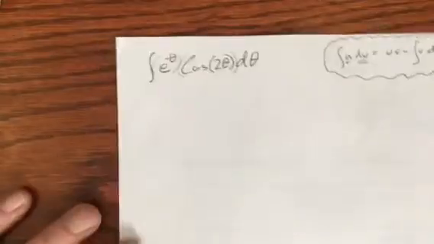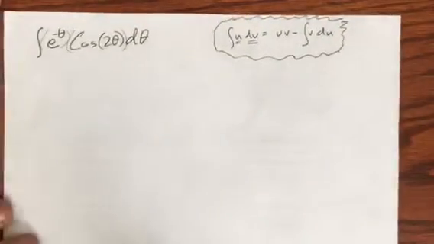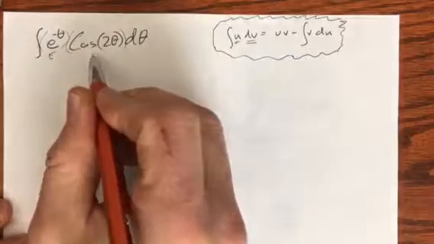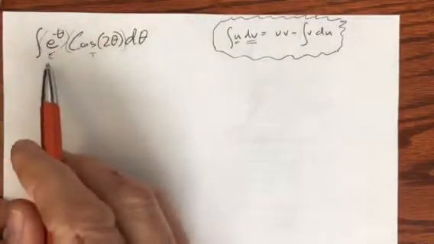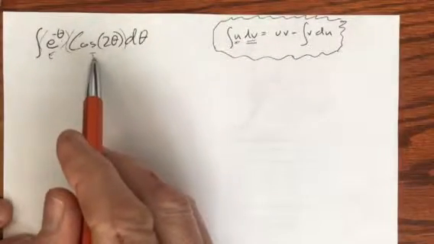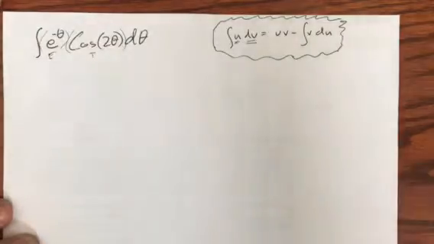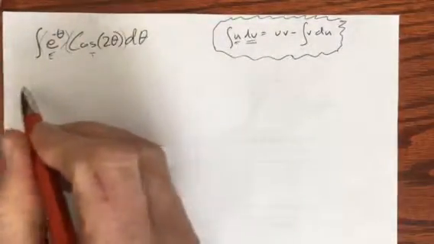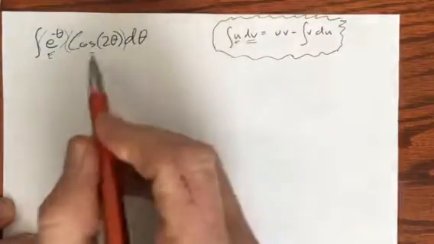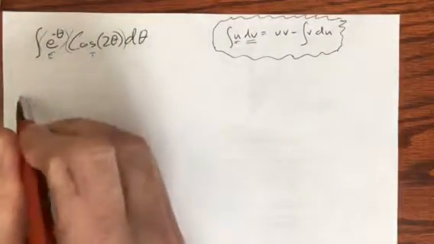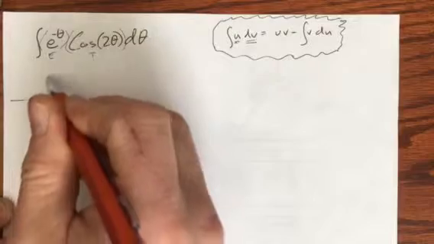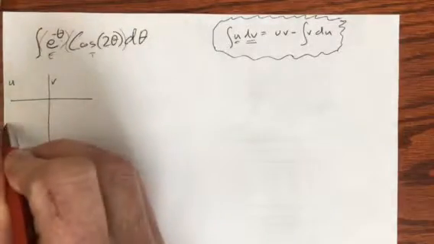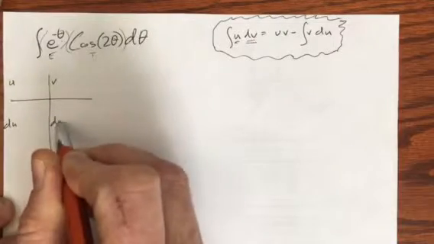So if we diagnose this one, we would say, okay, this is an exponential, that's an e, and this is a trig. So e comes at the end, trig comes before that. So I'm going to let my u part come first and be the trig. I do this little chart here to help me stay organized: that's my u, that's my v, there's my du, and there's my dv.